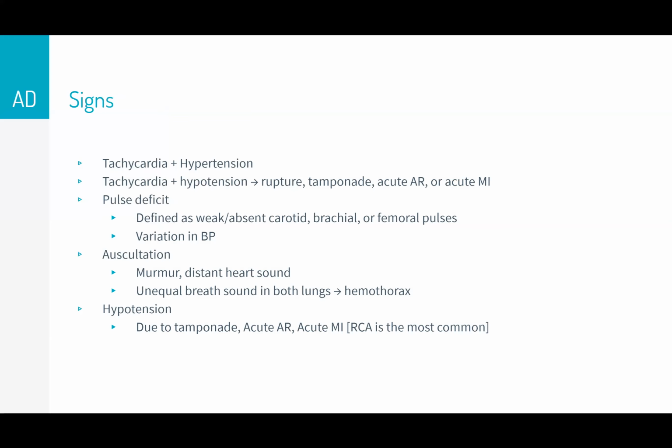Physical signs, usually patients come with tachycardia and hypertension. In case of rupture or tamponade or acute aortic regurgitation or acute MI, they could have tachycardia and hypotension. Pulse deficit, which is defined as a weak or absent carotid, brachial, or femoral pulse. It should be more than a difference, it's an absent pulse. There is also a variation in blood pressure, which we will come to right now.